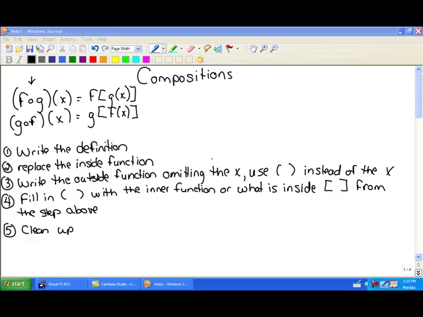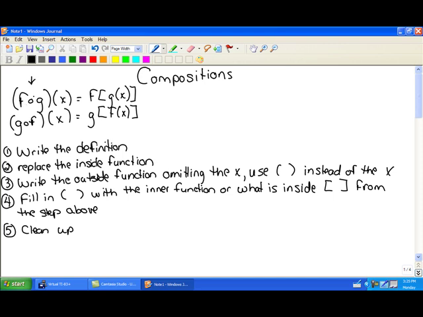In this section, we're going to look at compositions. Compositions is a way to put two functions together. The composition sign is a small circle that looks like a degree mark, except it's written halfway in between the letters. F composed with g of x really means f of g of x, and g composed with f of x means g of f of x.